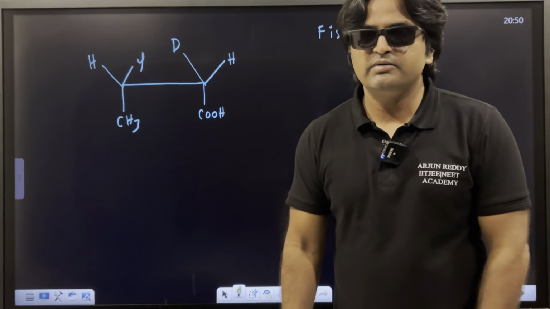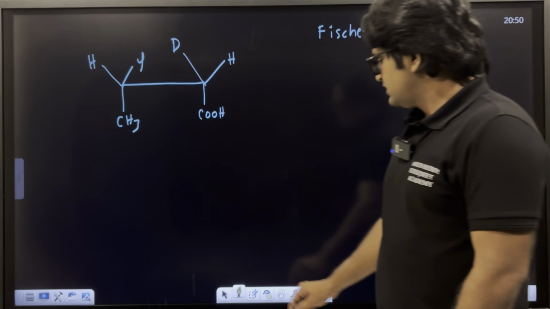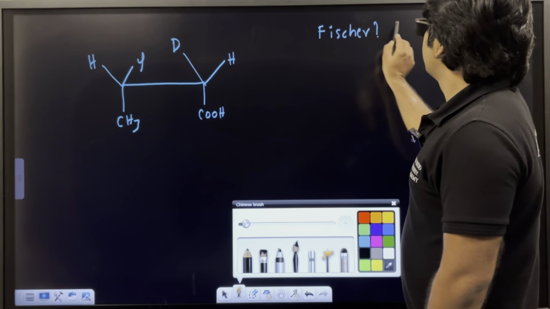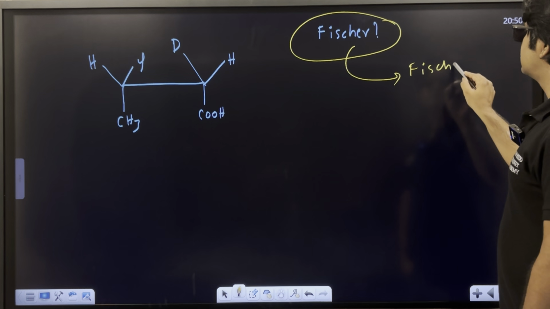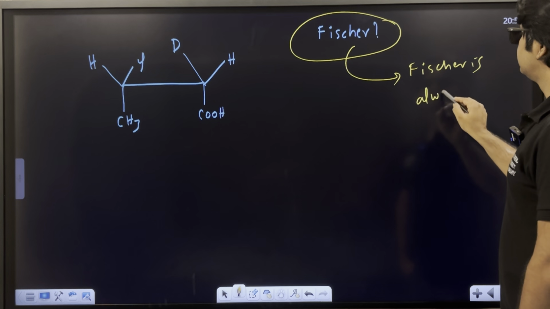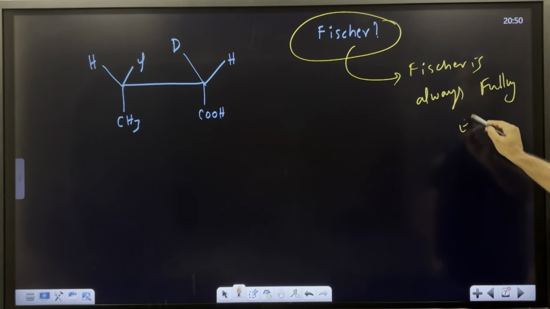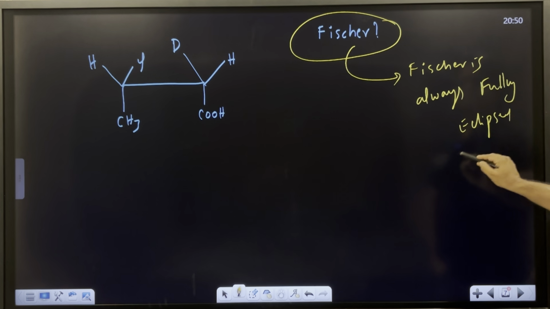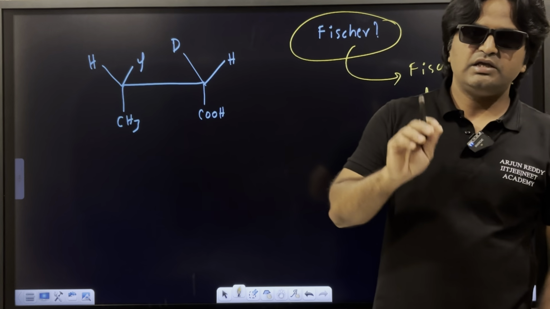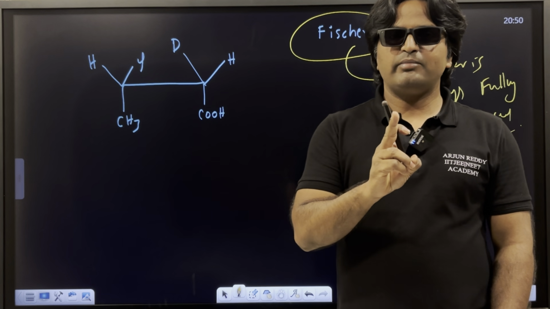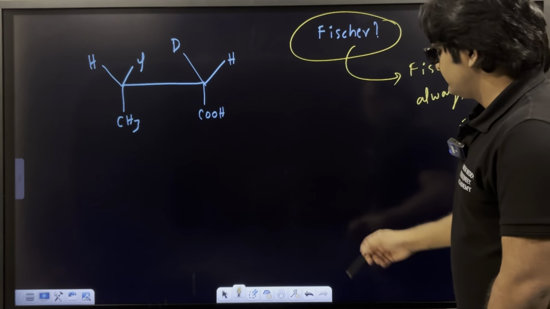Again, a Sawhorse is given. How to convert that Sawhorse into Fischer? Very important. Here you remember one point. Fischer is always fully eclipsed. Fully eclipsed. Very important point. Any form is given. If you want to write that given form into Fischer, you remember one point. What is the arrangement of atoms and groups in Fischer? That is fully eclipsed. Okay.